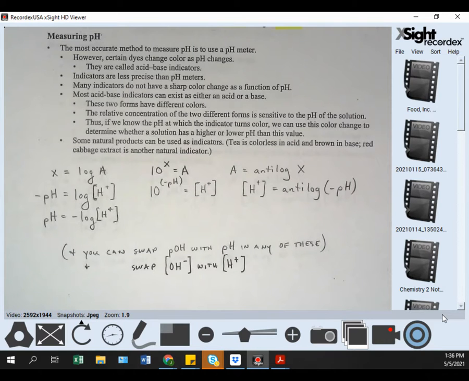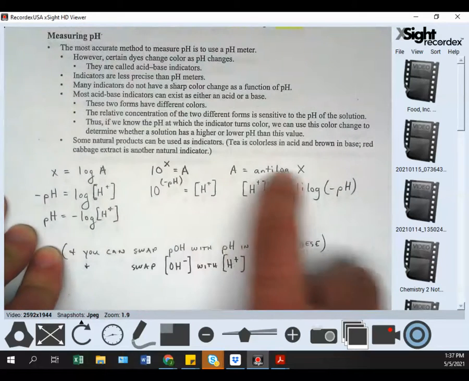So what I've done here is I've based it all off of this. Okay? If x equals the log base 10 of a, then 10 raised to the x equals a, and a equals the antilog of x. So this goes from left to right across like this. You're looking at it this way, from left to right.